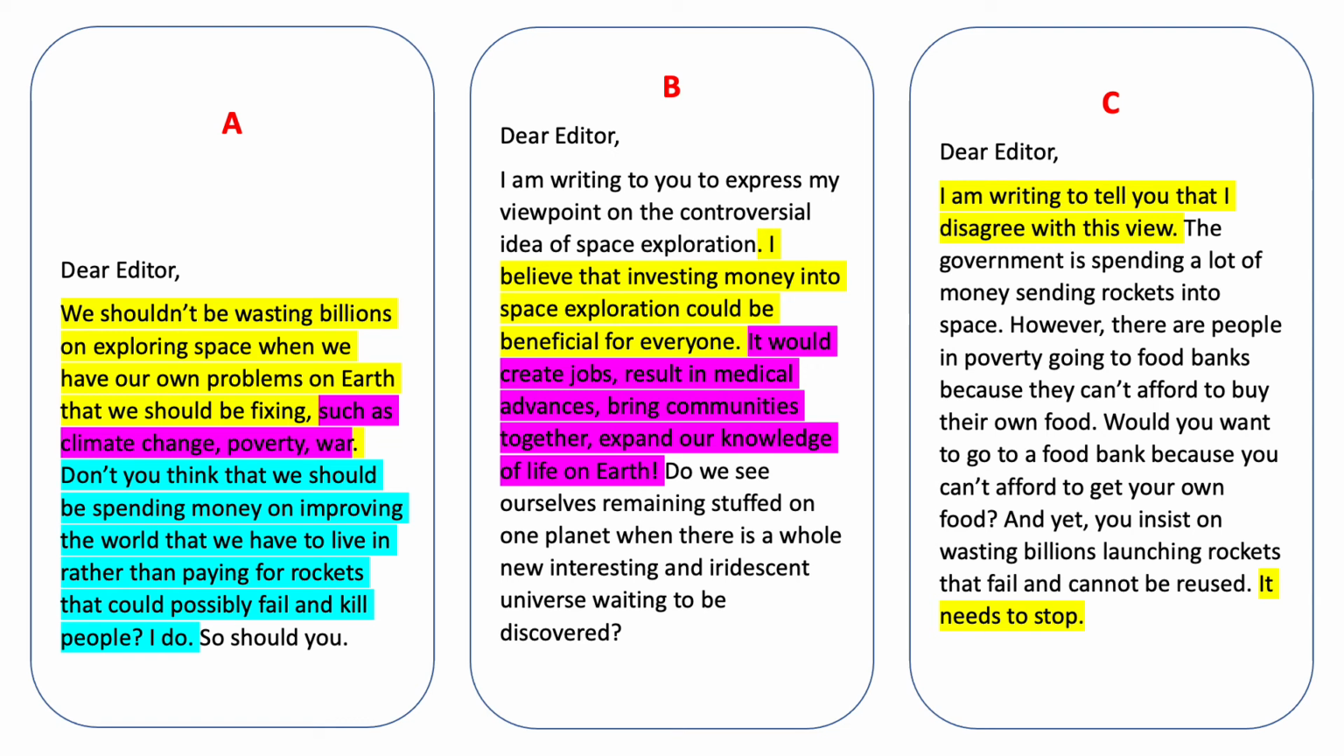The writers of A and B have used that technique of asyndetic listing to emphasise why they believe their assertion, and it's enabled them to include a number of either positive impacts or negative impacts, and it works really, really well.